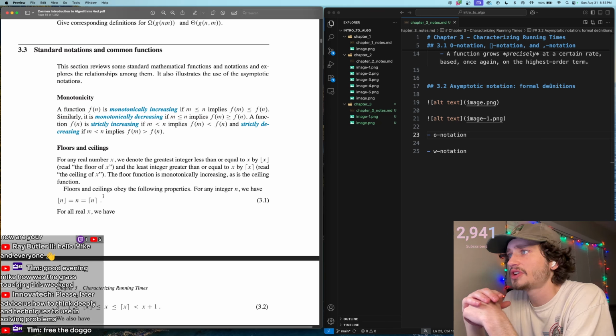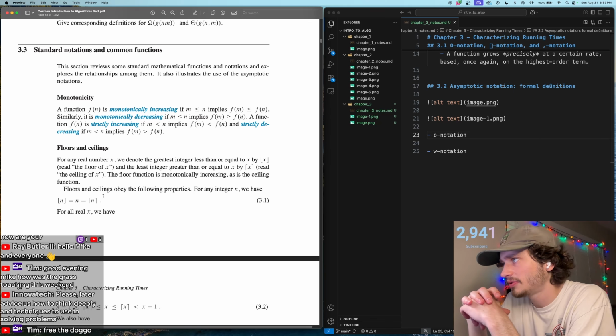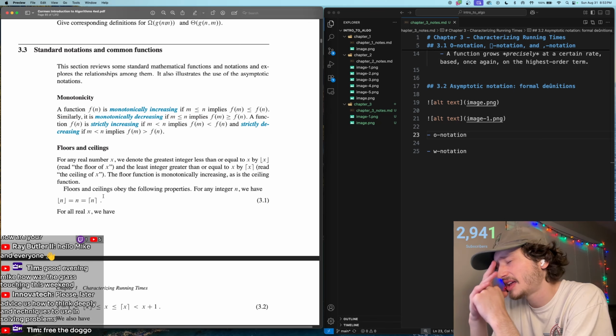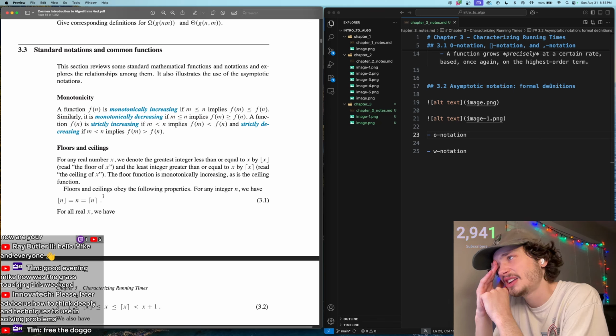Monotonicity. A function f(n) is monotonically increasing if m ≤ n implies f(m) ≤ f(n). Similarly, it is monotonically decreasing if m ≤ n implies f(m) ≥ f(n).